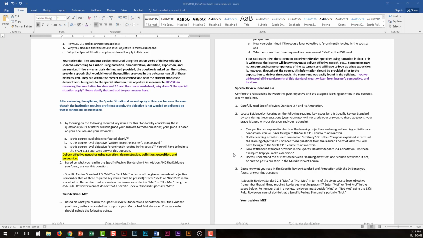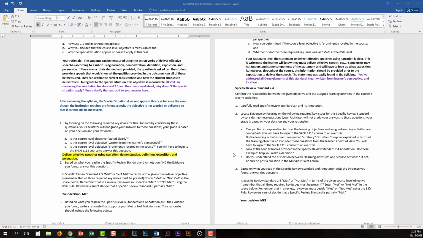The first question that I'd like to talk about is on page 3. The revision instructions here are referencing why doesn't the special situation apply? And in your answer, you said that the special situation doesn't apply because the institution requires proficient speech. I think that you might be getting a little confused there, and I just want to head you back in the right direction.